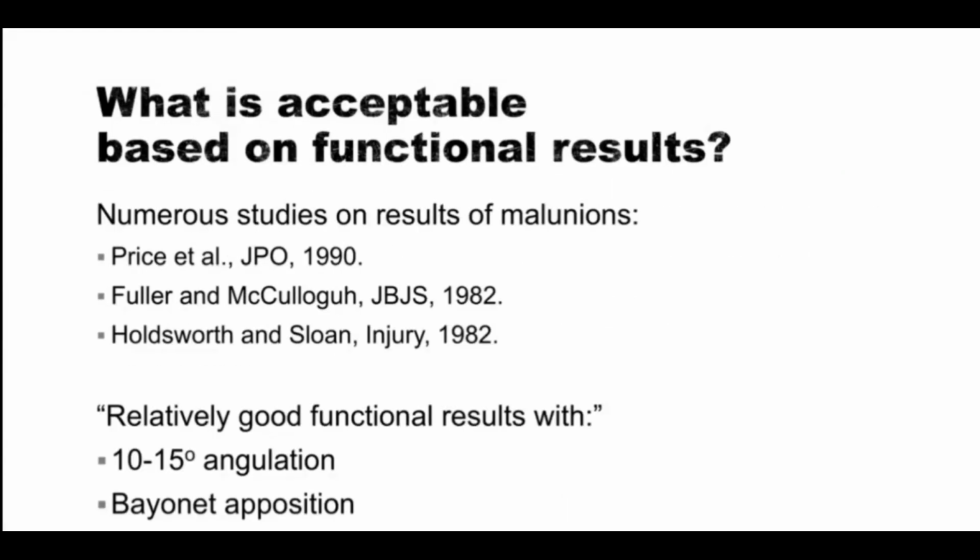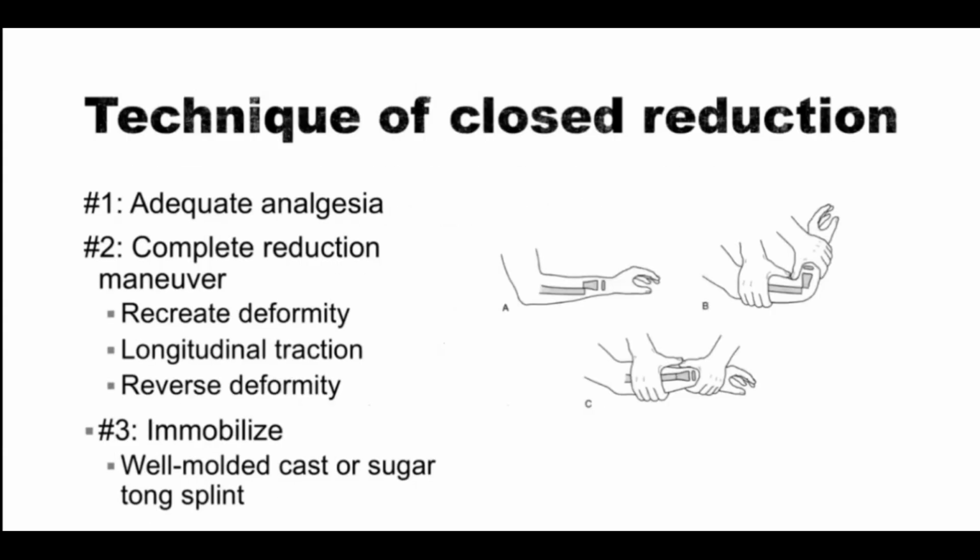Okay, so a non-union simply is not really going to occur in kids, but a malunion is what we're trying to avoid, which would be too much angulation or too much rotation. But usually shortening or that bayonet apposition is not a problem.